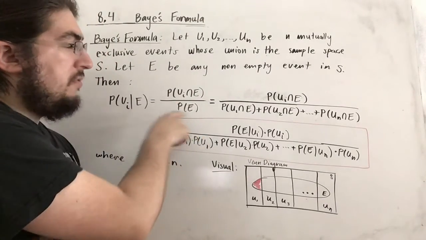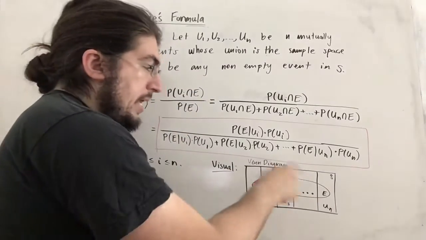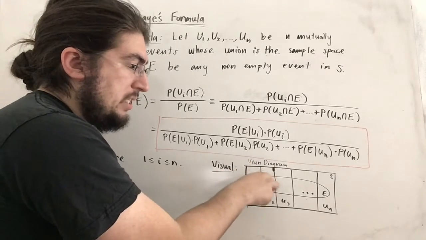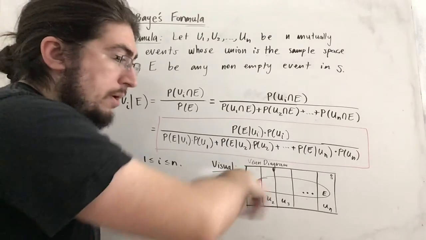This first part here for the numerator is just the same as, notice we can write E as the intersection of each of the U's with E, and that's just each of these subparts of the rectangles. So each of those subsections amount to E.